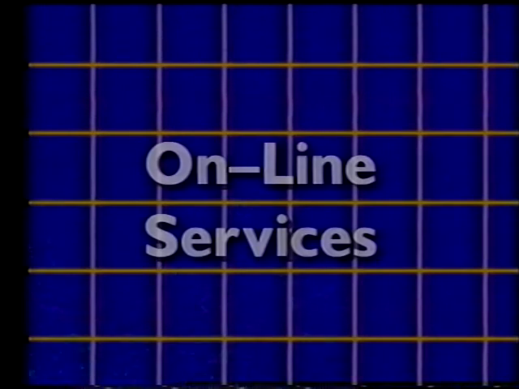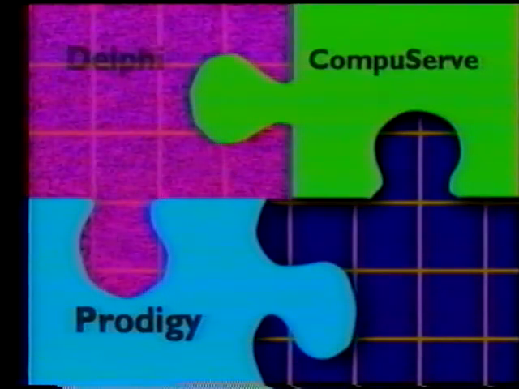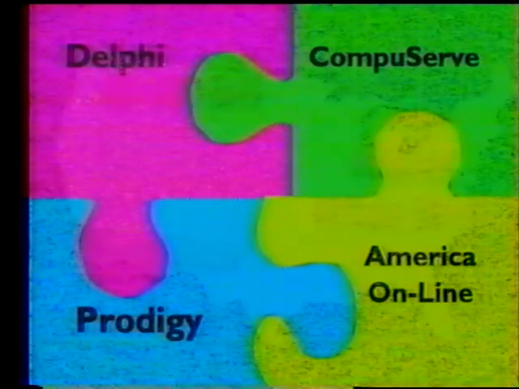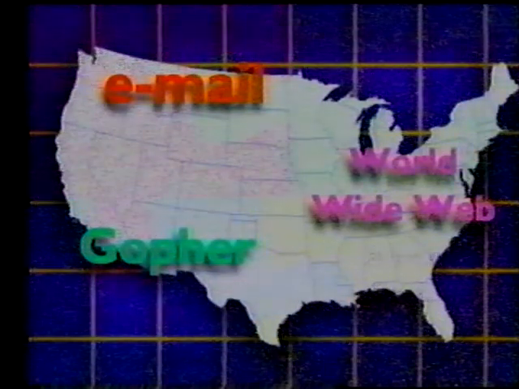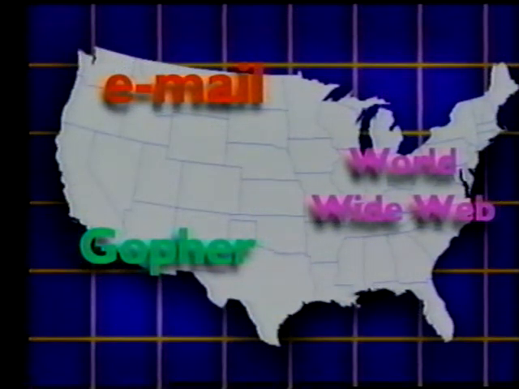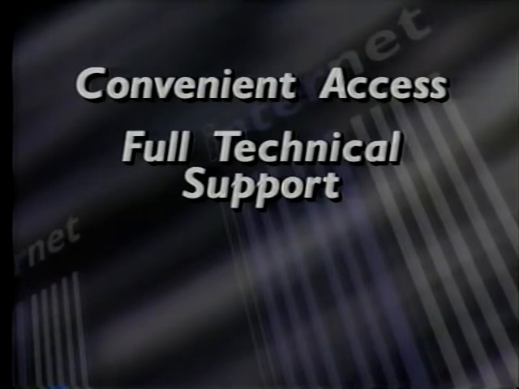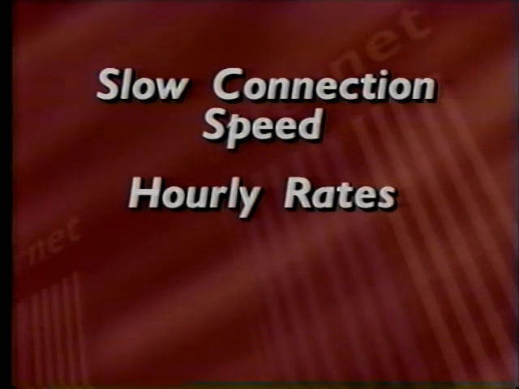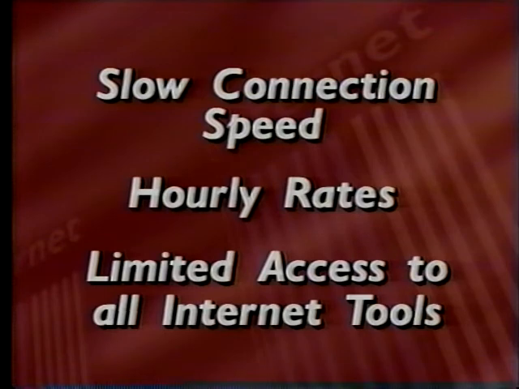Online services. Companies such as Prodigy, CompuServe, Delphi, and America Online started out by offering value-added online information services to their customers. Recently, they also began providing gateway access to the internet. The online services began their internet offerings with email and have just started providing Gopher and World Wide Web. The advantages of online services are convenient access, full technical support, and user-friendly software. The disadvantages are slow connection speed, expensive hourly rates, and limited access to all internet tools.